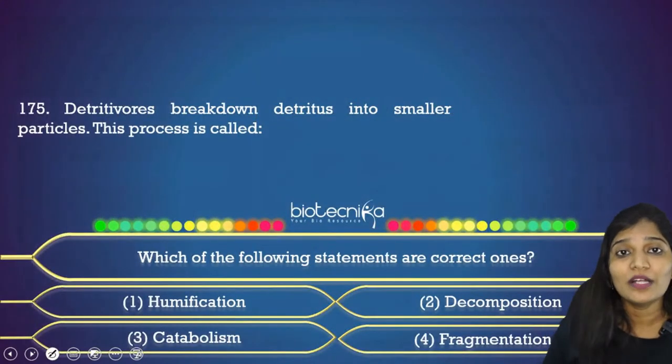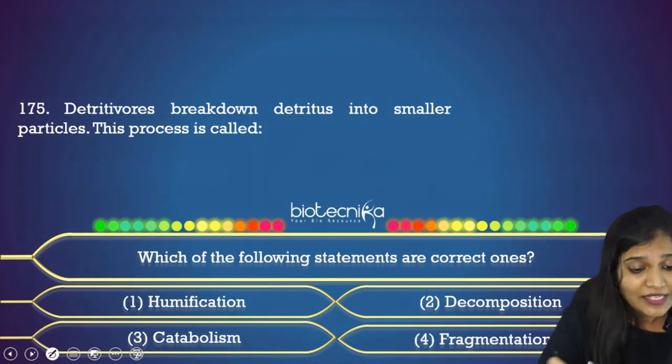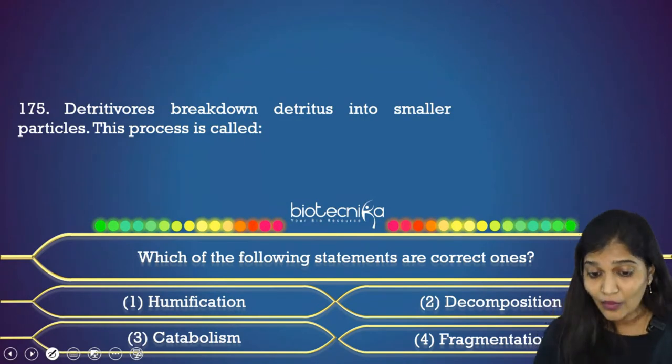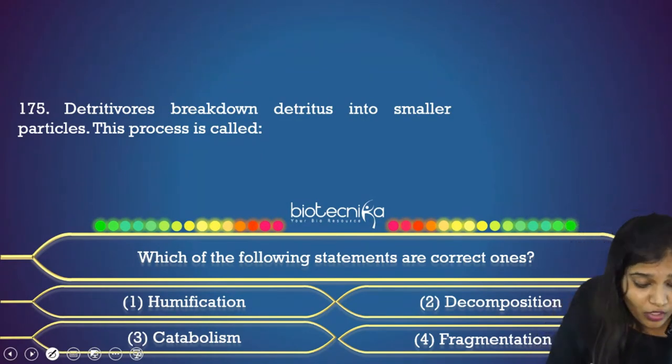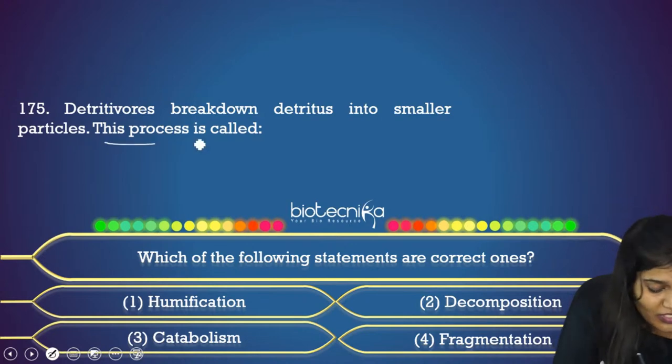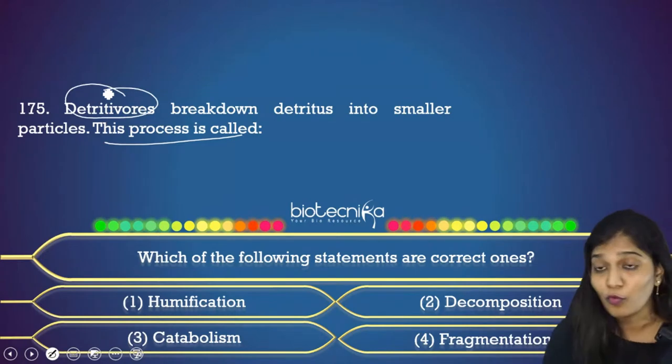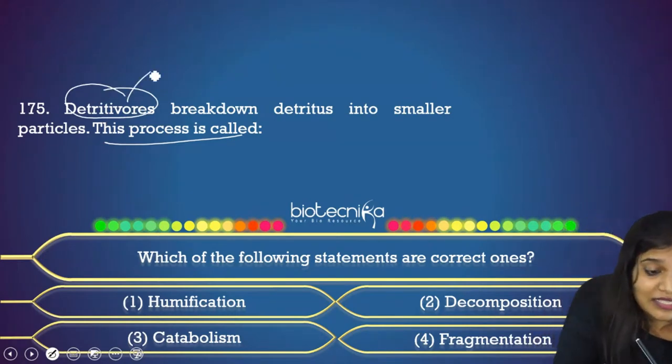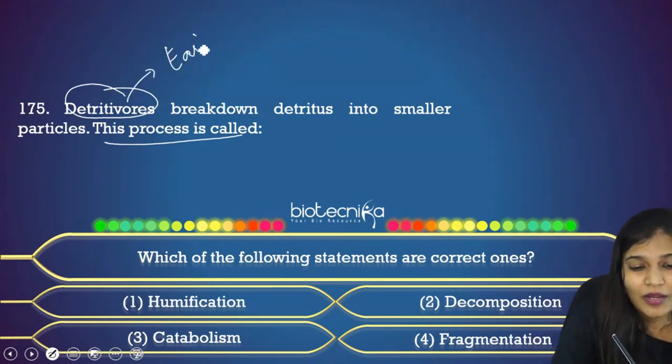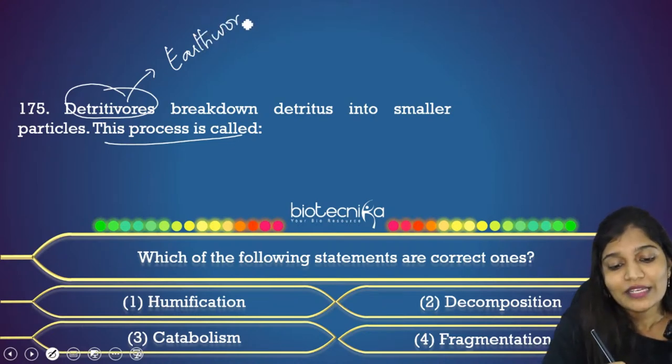The next question, 175th question. Detritivores break down detritus into small particles. This process is called what? Very important. First we have to understand what detritivores are. Detritivores means they are earthworms, the ones which actually undergo the degradation process.